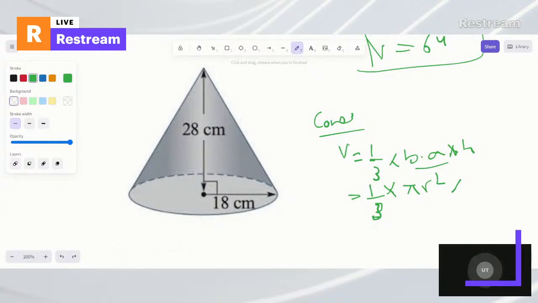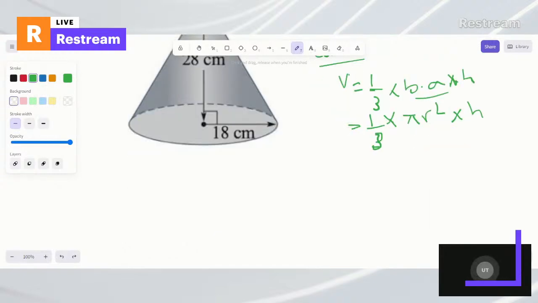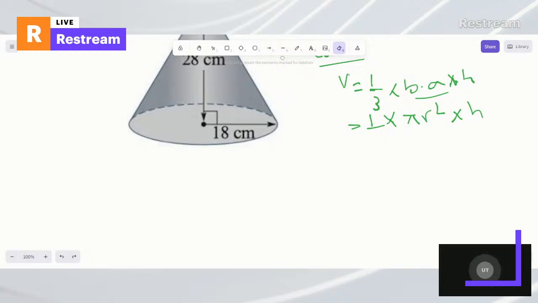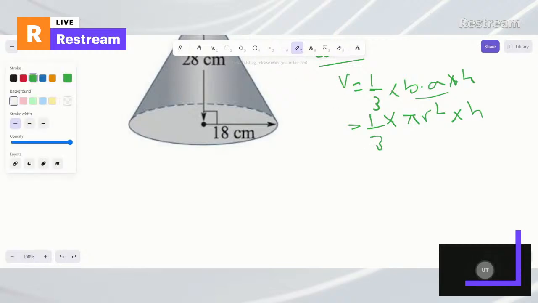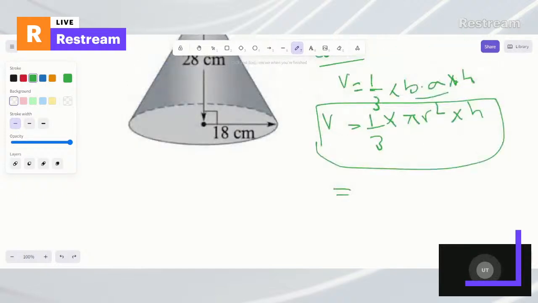Oh, what's the value of the height? So we'll do that in the next step. Okay, so you get it. So this is the formula for the volume of a cone, right? Now we just need to put in the values of r and h, and we're going to get our volume.